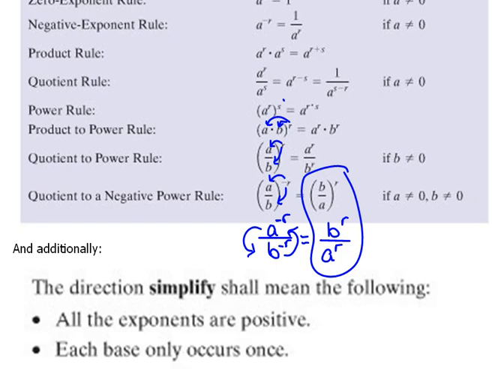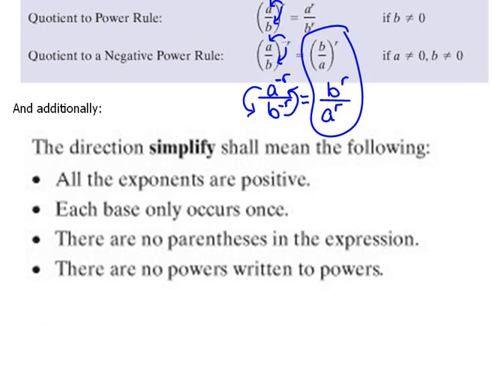Okay, as we get into these problems, that's all they're going to say for directions. It's just going to say simplify. Now, whenever we're simplifying, the rules are all of your exponents have to be positive. Each base has to occur only once. So if you had a 5 on top squared and then a 5 on bottom, we can simplify that because those bases appear more than once. So there's more we could do to it.